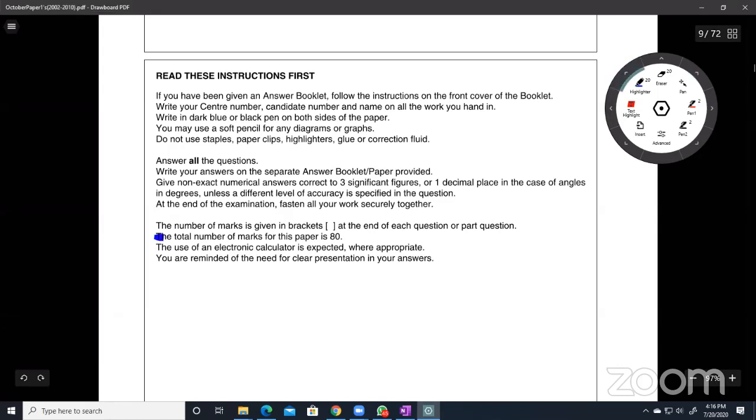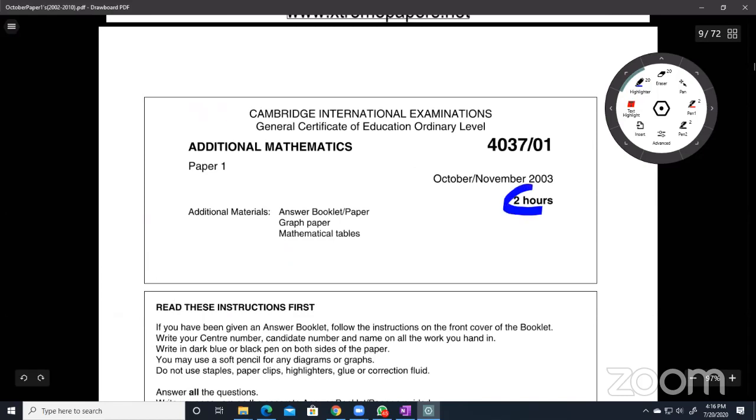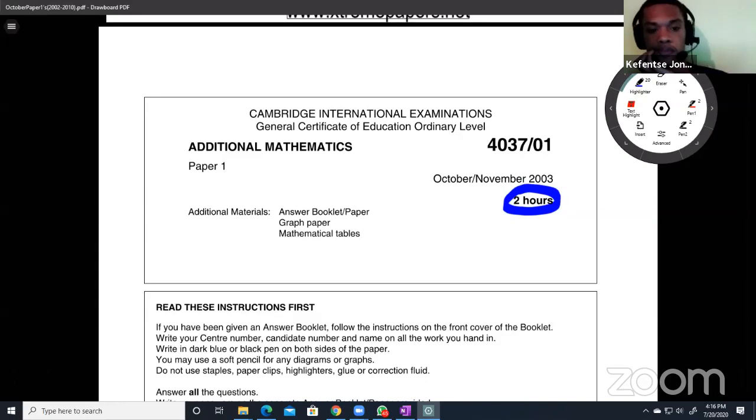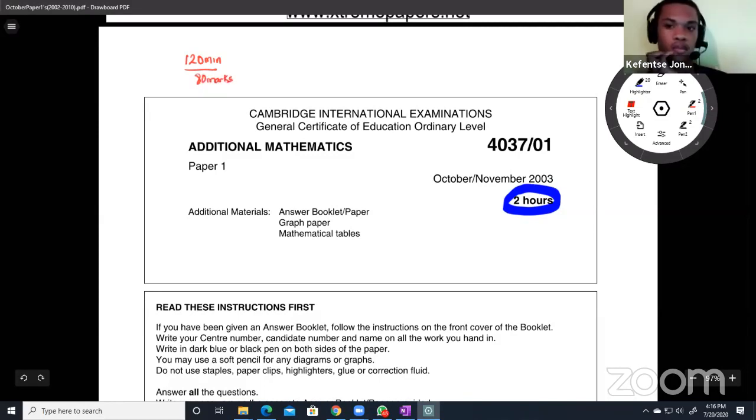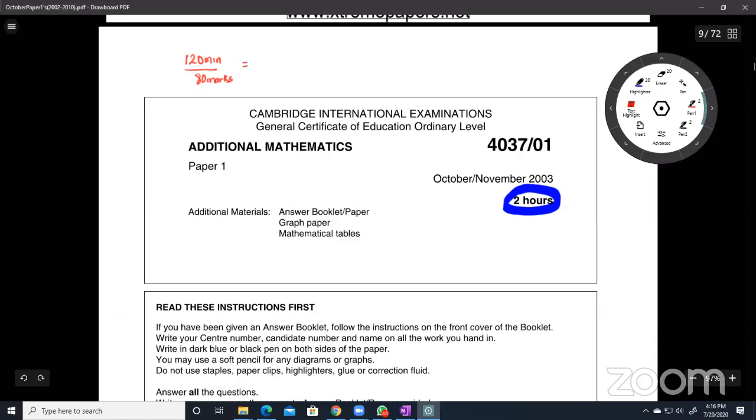I have a highlighter here. It says the total number of marks on this paper is 80. Seen that? Yes, sir. And then we are seeing here the length of the paper is 2 hours. So quite literally, you have 120 minutes to get 80 marks. So the rate you have to be working at in order to finish your exam is, if you have 120 minutes to get 80 marks, then if you divide them, that gives you 1.5 minutes per mark.